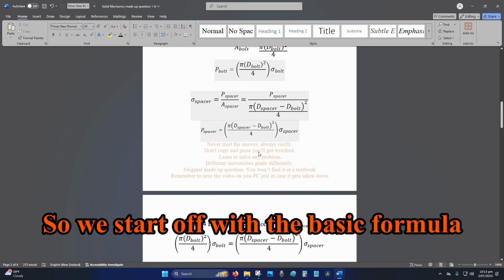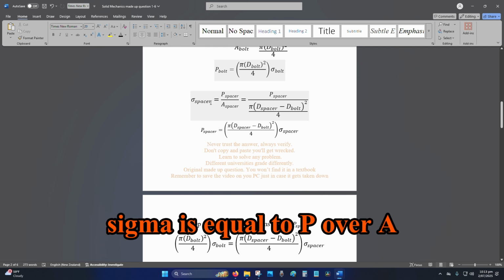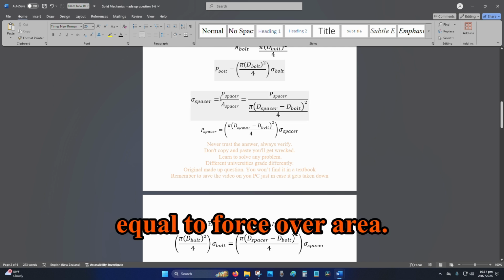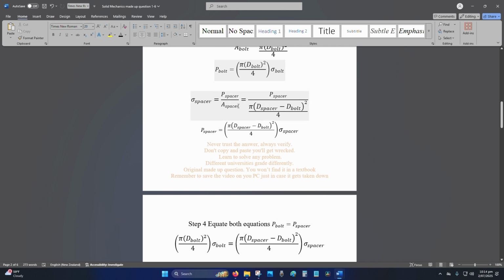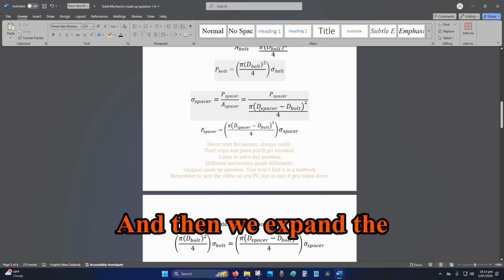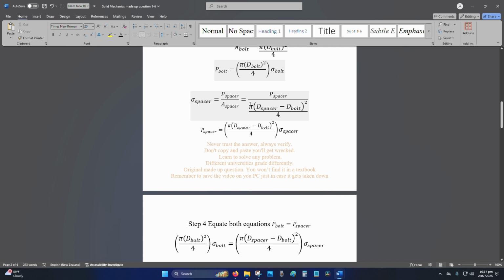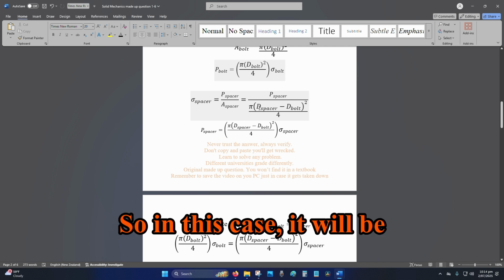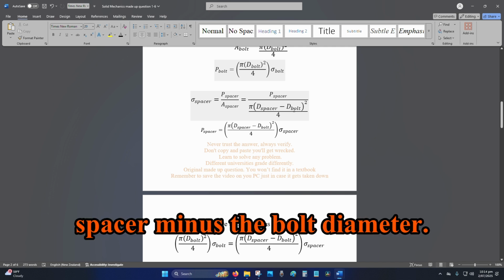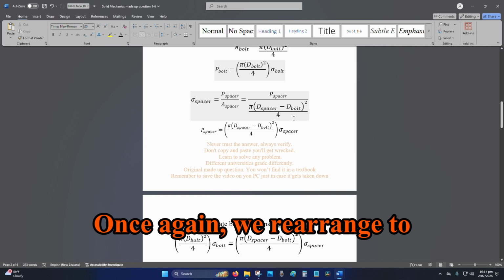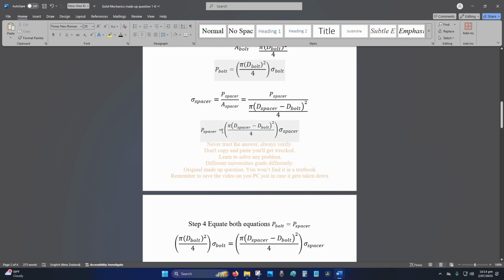And we're going to do the same for the spacer. So we start off with the basic formula. Sigma is equal to P over A, or normal stress is equal to force over area. And then we expand the area out to find the diameter. So in this case, it will be spacer minus the bolt diameter. Once again, we rearrange to get the force of the spacer.